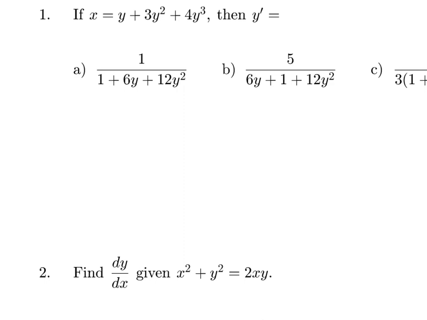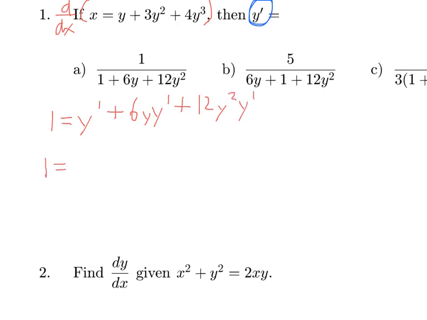In number 1, we are just looking for y prime. So that means we need to take the derivative of this function and then get y prime by itself. This is implicit differentiation. The derivative of x with respect to x is 1. The derivative of y with respect to x is 1 y prime, 6y y prime, and for 4y cubed we get 12y squared y prime.